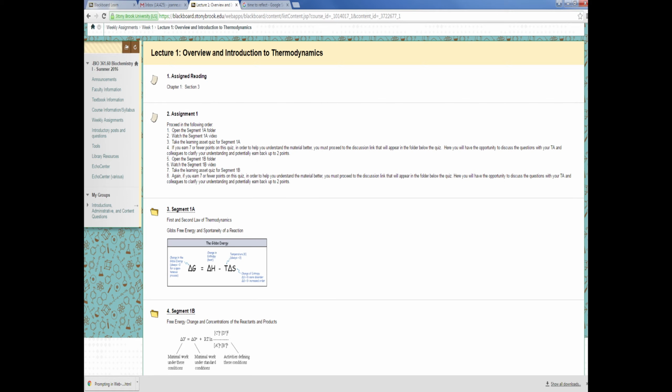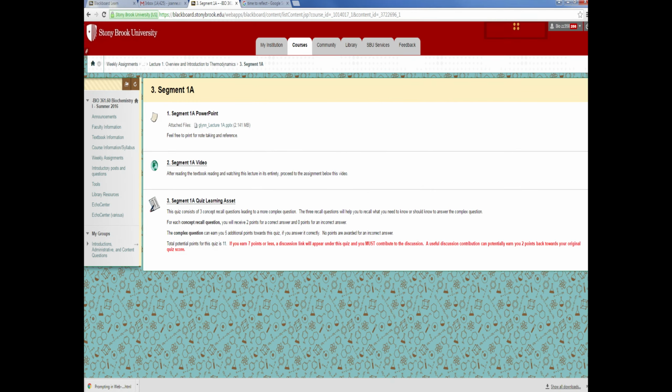You'll see something that gives you exact directions. And then you'll see the segments for that particular lecture. If you click on segment 1A, for example, you will see the PowerPoints that you can print out and take notes on while you watch the lecture. You'll see a link to the lecture video, and then you'll see the learning asset quiz that you will take after you complete the video.